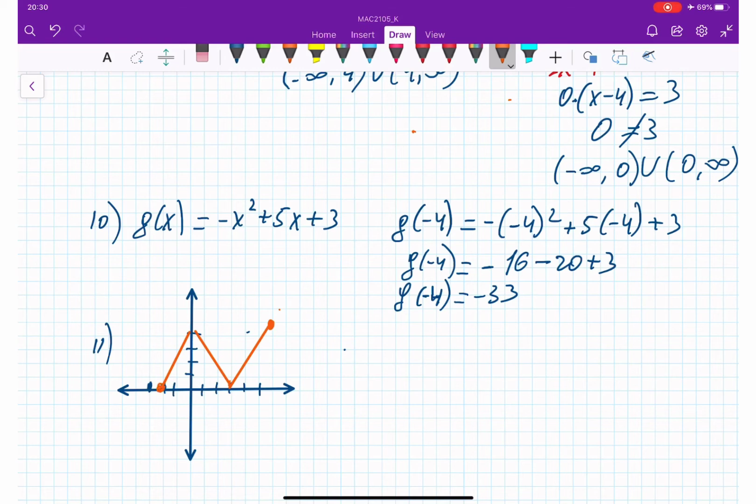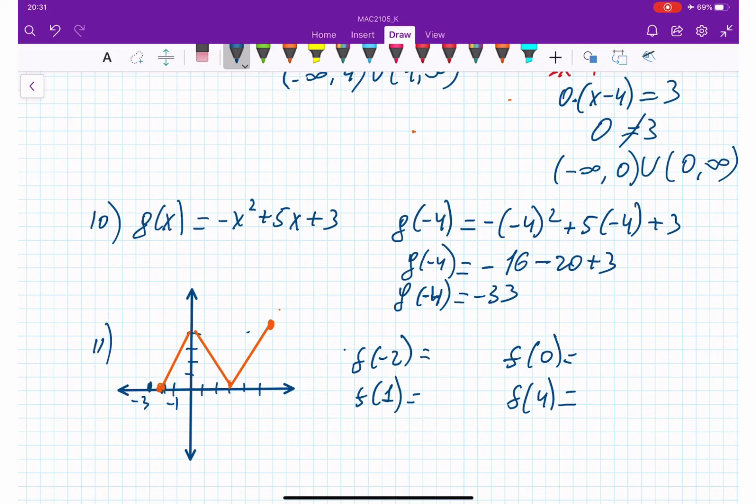So what we're going to do here, we need to find, let's say, f of negative 2. We need to find f of 1. We need to find f of 0. And we need to find f of 4. So f of negative 2, this is negative 1, this is negative 2, this is negative 2, right? Then x is negative 2, y here is 0, right? So it's going to be equal to 0.